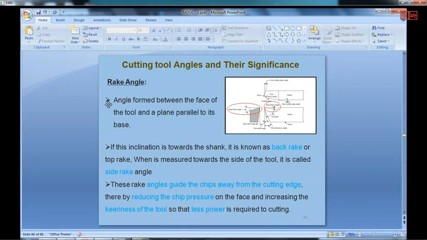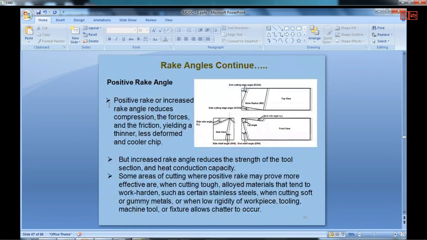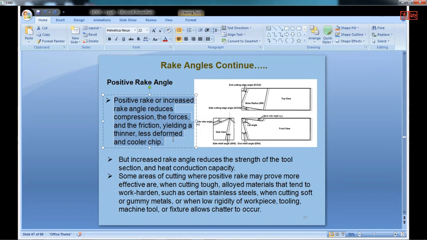Okay, I think this definitions PPT will be sent to you, so you can see what these aspects are. You can remember that. Then here we have a positive rake angle. What is this positive rake angle? What is going to happen if you have a positive or increased rake angle? It reduces the compression, the forces and the friction, yielding a thinner, less deformed and cooler chip.